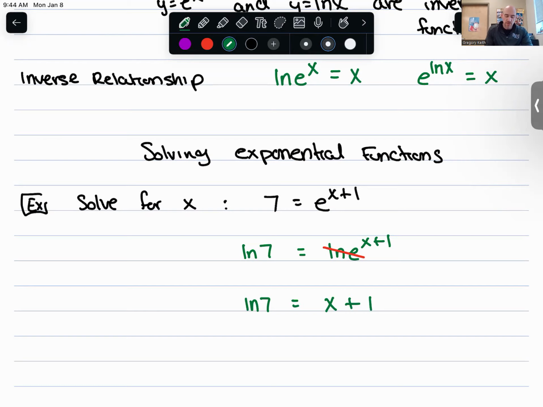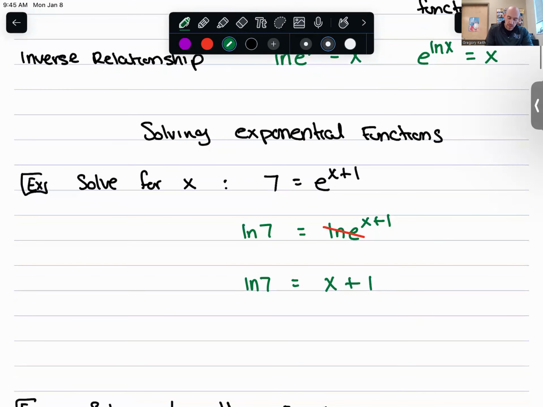And then from there, all we have to do is isolate that x, subtract the 1, subtract the 1. No, we can't take 7 minus 1. It's just going to be x equals natural log of 7 minus 1. And for our purposes, we would leave this unless it was a calculator problem. That would be a totally fine answer. And so you're going to see answers in this unit where they're going to have natural logs in them. They're going to have e's in them, all kinds of different things, just like we saw with our previous units.